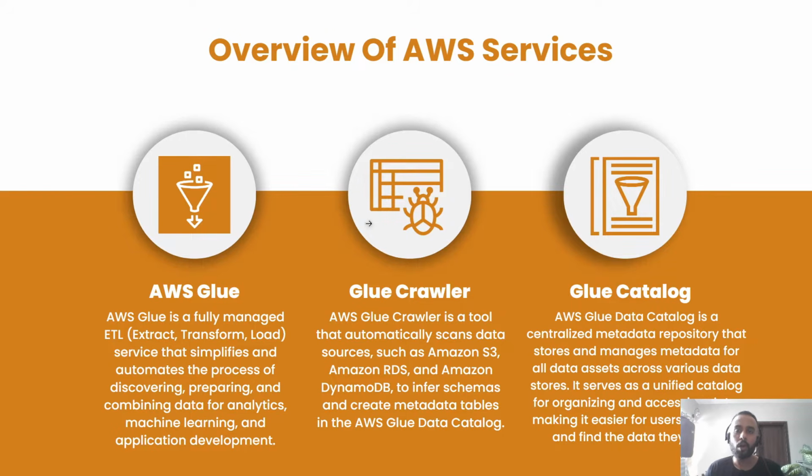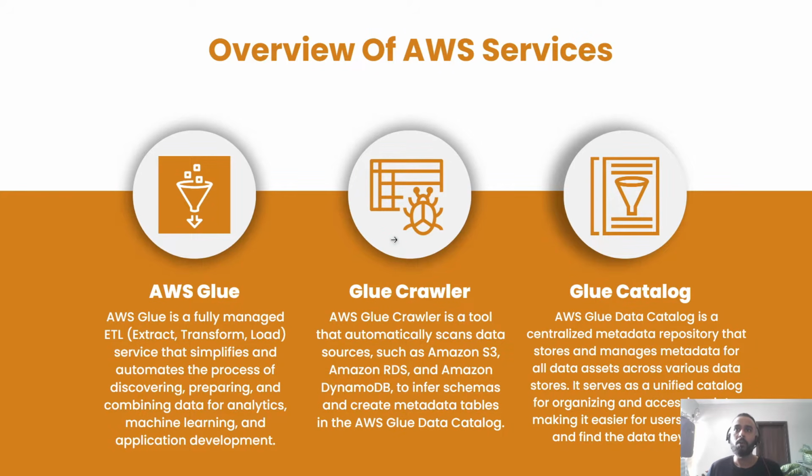It is a tool that automatically scans the data from the source, and that source could be an S3 bucket, an RDS service, or a DynamoDB table, to infer the schemas and create metadata tables in the AWS Glue Catalog. In the AWS Glue Catalog, a database gets created, and in that database a table has to be created with the metadata, which are going to be the column names. Those would be crawled and pushed to the Glue Catalog by the Glue Crawler.